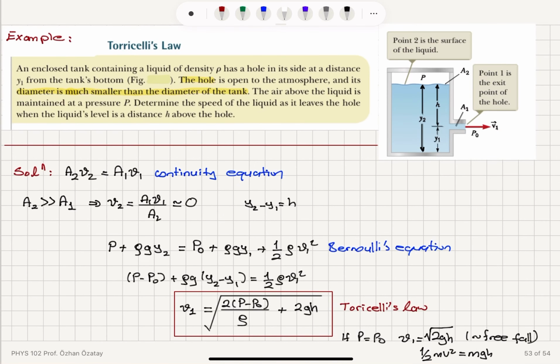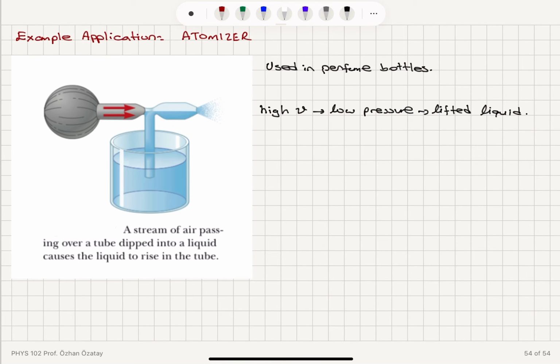So what happens if the pressure decreases here? We have a high pressure at the bottom of the liquid and we have a low pressure on top. So these liquid particles will be forced outside, and we will see that they will come out as we do this compression of the atomizer. So a stream of air passing over a tube dipped into a liquid causes the liquid to rise in the tube and leave the pipe. So that's basically frequently used in perfume bottles.